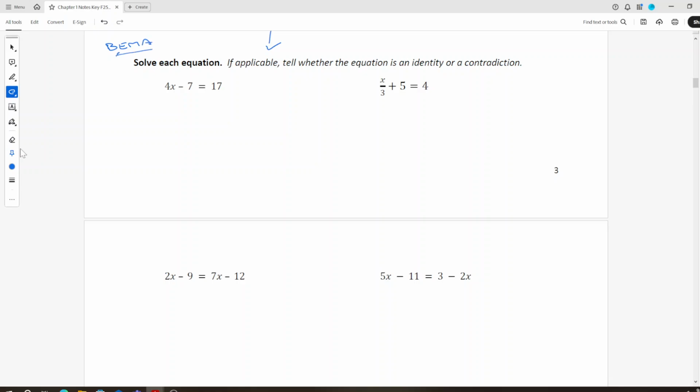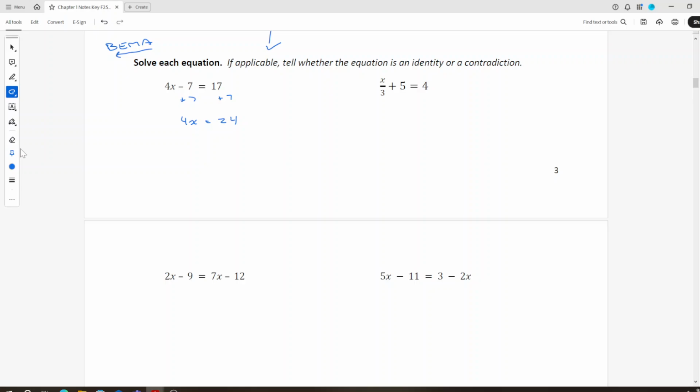You're going to do addition, subtractions, and then multiplication, division. So the first thing we're going to do is get rid of this 7, this minus 7. I want to get the x by itself, so I'm going to add 7 to each side. I end up with 4x is equal to 24.